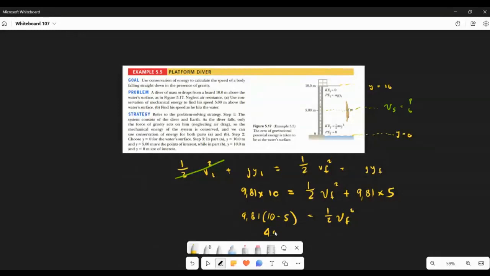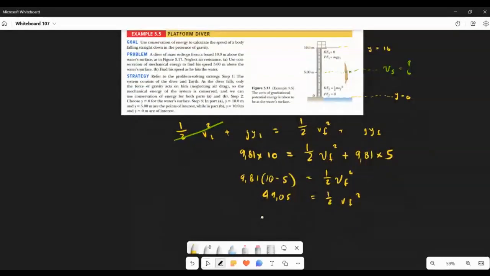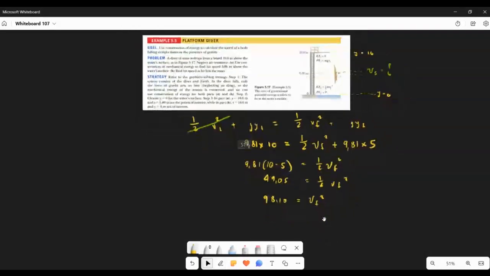I'll just quickly work out that one for you. So you get 49.05 half v squared. And obviously divide that by 0.5, you get 98. Essentially double that value. And obviously we're just going to root that. So we can do the maths, and you end up with VF being 9.90 meters per second.